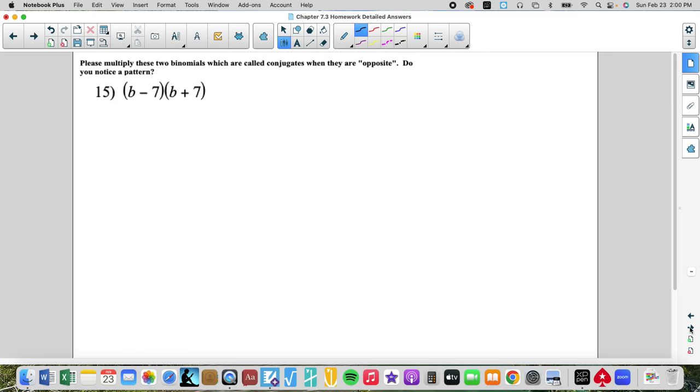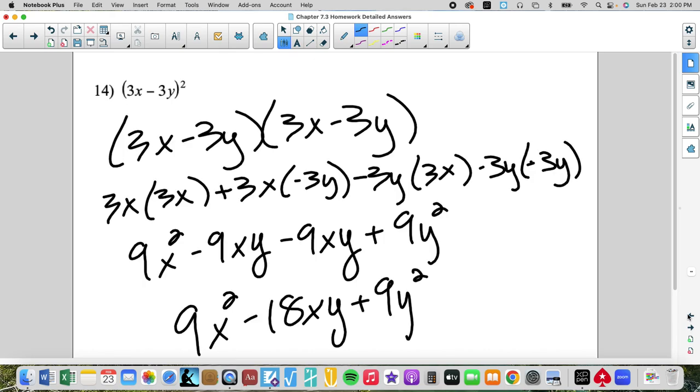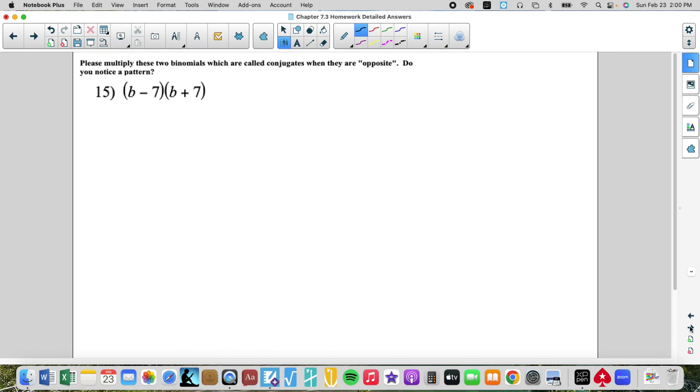Okay. Step 2. That was just the first 14. Those were multiplying binomial squares, 2 terms being squared. These are called the conjugates. They are very similar, except they have different signs in between the 2 terms. That's why I call them kind of opposites.